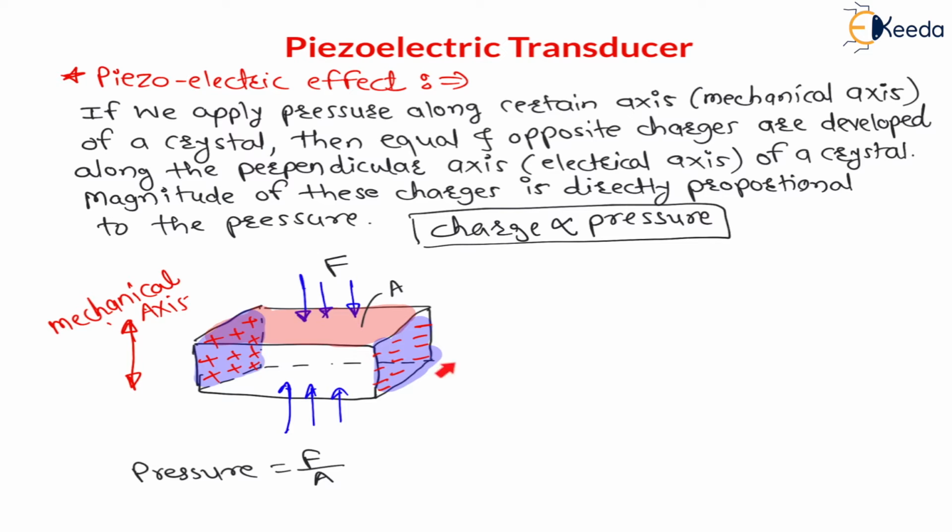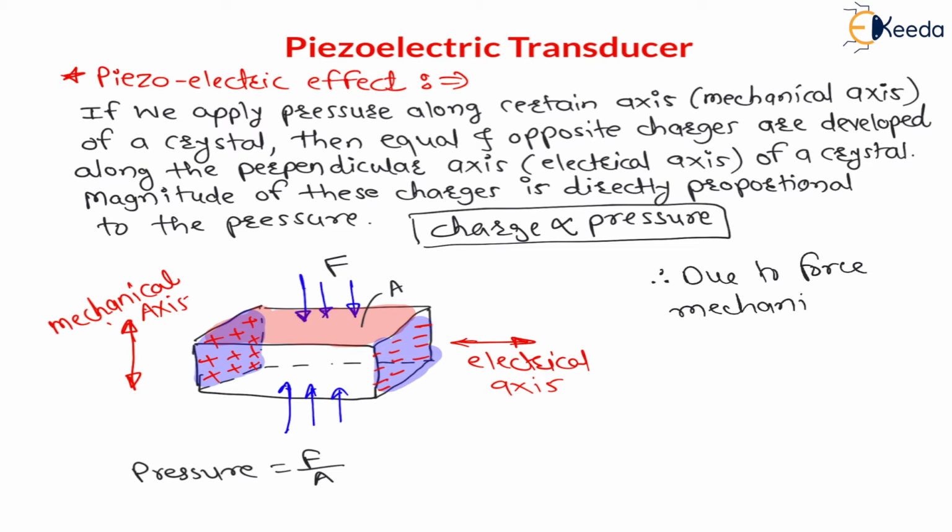So my dear students, along the x axis the charges are produced, therefore the x axis is called the electrical axis. Here this will be our electrical axis. So in simple language we can say, because of this application of force the mechanical axis deforms, right? Because of this compression there will be a contraction in the mechanical axis, that is, the y coordinate will decrease. Here I will write: due to pressure, due to force, mechanical axis deforms.